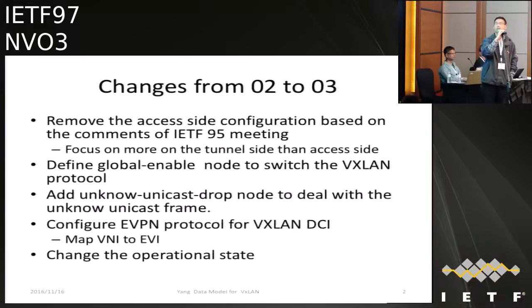So we removed the access type from the current version, and then we defined the global enable node to switch the VS9 instance. We can configure this node to enable or disable the VS9 instance. The third change is that we added an unknown unicast drop node to deal with unknown unicast frames. This is also a Boolean node. The first one is that we configure the UVP protocol for the VS9 DCI, so we map the VNI to UVI. And the next is that we changed the operational state. So next page.